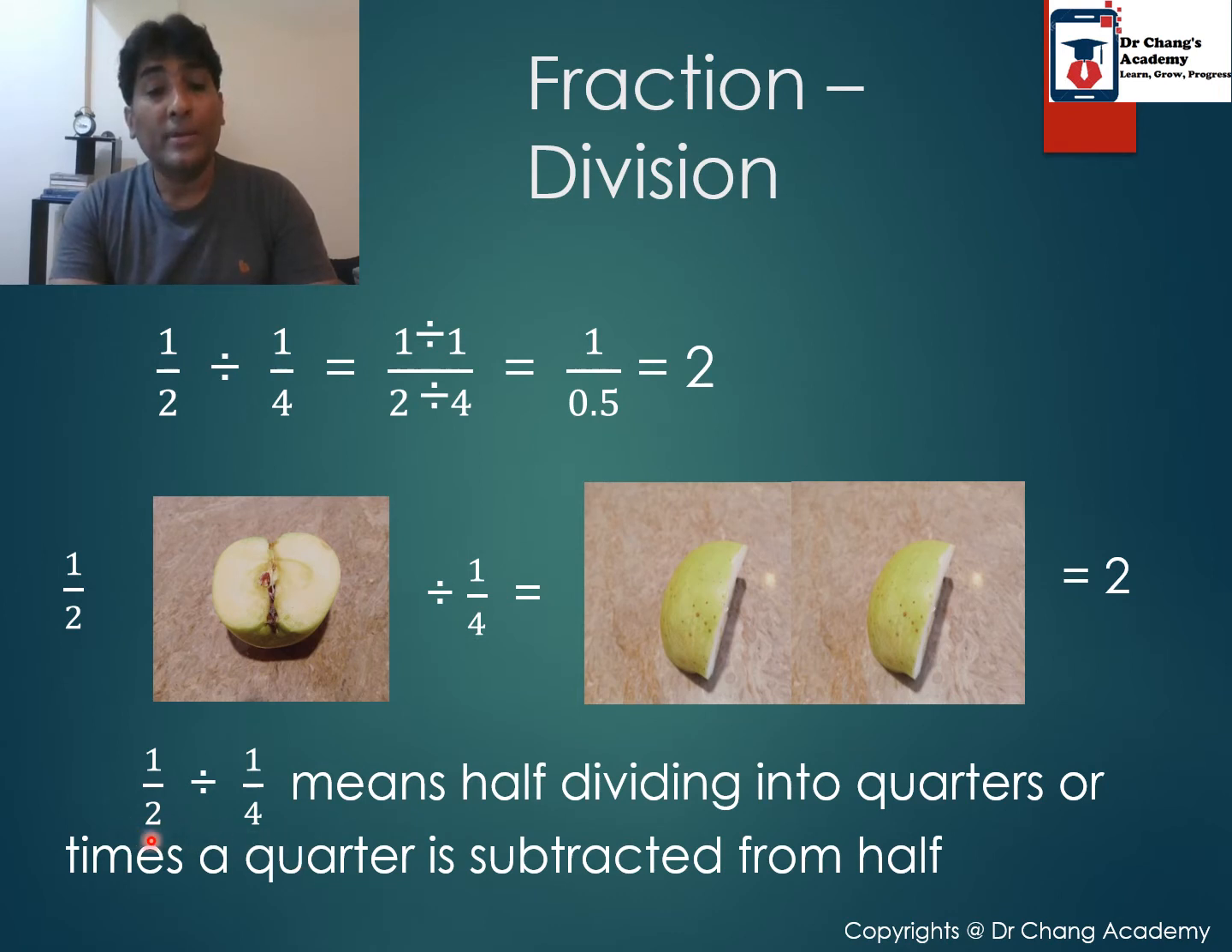So here in this case, when we say half divided by quarter, what we mean is how many quarters are there if we divide half into quarters. Or, how many times a quarter can be subtracted from half. Both meanings will give us this answer, 2, and both meanings are correct. All right. So this is the concept of division of fractions.